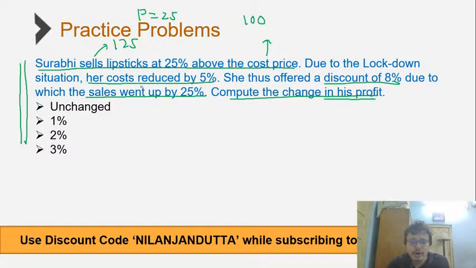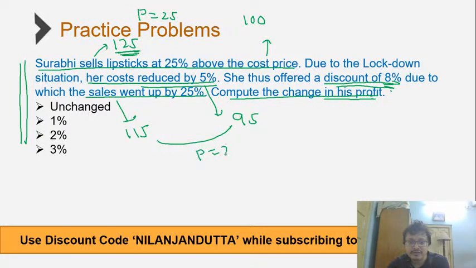Later on, what happens? Her cost reduces by 5%, which means her new cost is rupees 95, 5% less than 100. She ends up offering a discount of 8% on rupees 125. So if you offer a discount of 8% on 125, that's basically a discount of rupees 10, which means she sells it at a price of rupees 125 minus 10, that is 115, which is after giving 8% discount on 125.